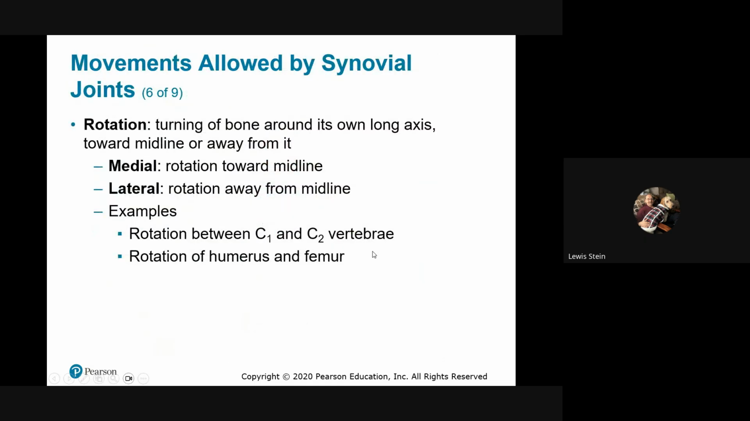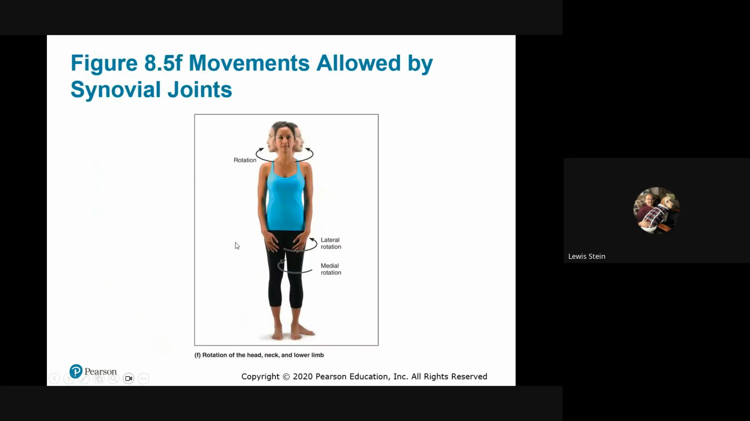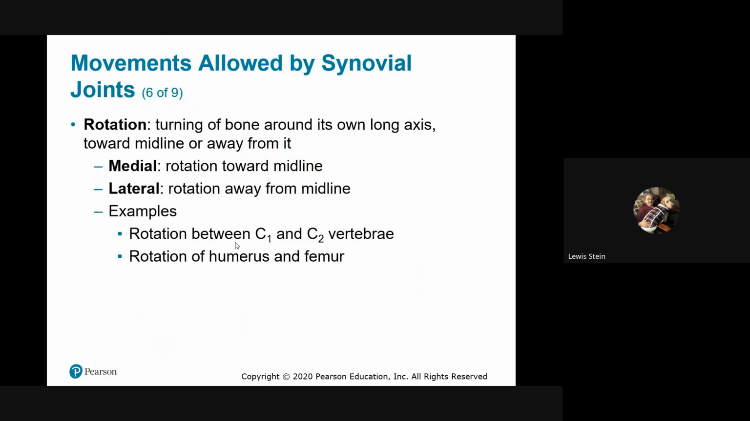So rotation is just that, around this long axis, either medially or typically internally, or laterally, externally. And there's a variety of things where this occurs. We'll see that in a variety of things. Certainly femur and humerus do this, but there's other areas, as you can see, that do this. I mean, clearly this is rotational in nature.